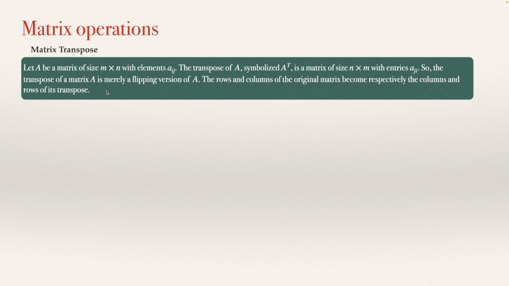So the transpose of a matrix is merely a flipped version of A. The rows and columns of the original matrix become respectively the columns and rows of its transpose. For example, if we have this matrix that has 3 rows and 2 columns, the transpose of A will have 2 rows and 3 columns.